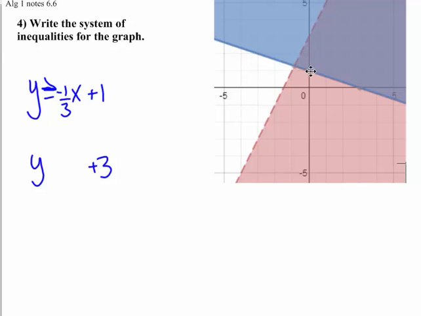Now the other point, it appears to hit right here or right here. So up 2 over 1. So a positive 2. So 2x plus 3. So far so good. And we're shading below, so y is less than, and it's not equal to because of the dashed line. Alright, here's my system of inequalities. Just in case you're curious, this is the red one.